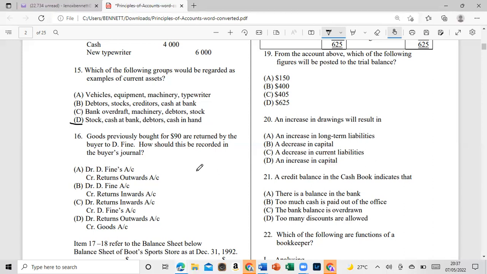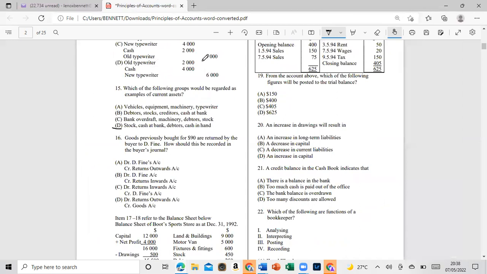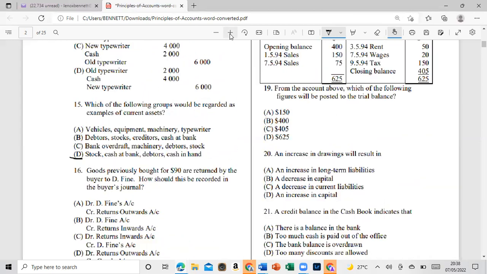All right, let's move on to number 16. Goods previously bought for $90 are returned by the buyer to Define. How should this be recorded? So goods previously bought for $90 are returned by the buyer. That looks like returns outward. So we should debit Define and return outward should be credited. So I'm going to write this one.